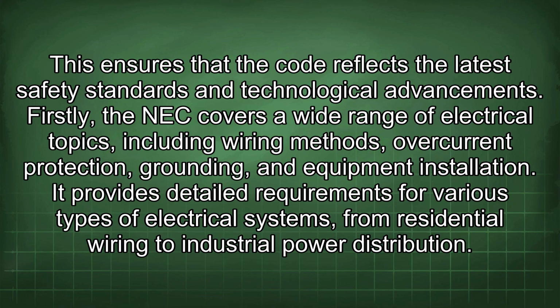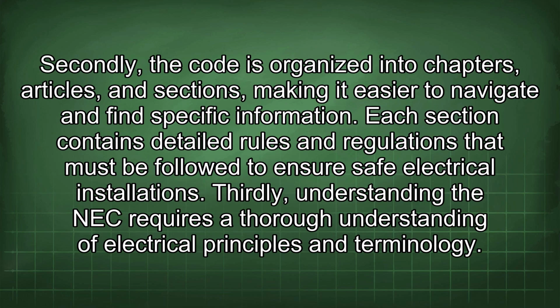Firstly, the NEC covers a wide range of electrical topics, including wiring methods, overcurrent protection, grounding, and equipment installation. It provides detailed requirements for various types of electrical systems, from residential wiring to industrial power distribution. Secondly, the code is organized into chapters, articles, and sections, making it easier to navigate and find specific information. Each section contains detailed rules and regulations that must be followed to ensure safe electrical installations.